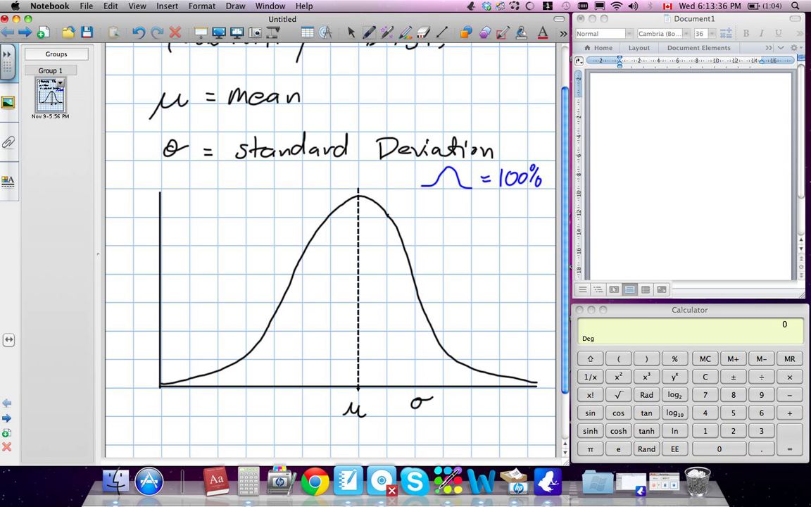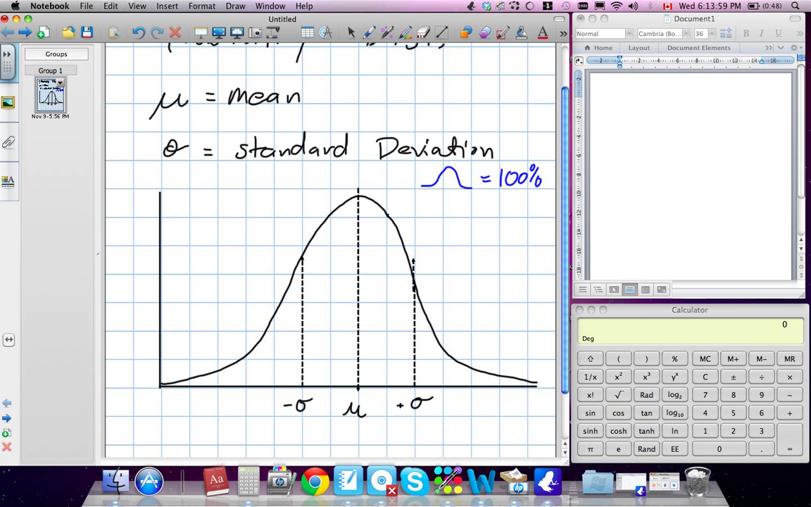Now, one standard deviation would be, this is the symbol that represents standard deviation. So let's say that one standard deviation is here, okay? So this is the symbol we use. So that's one standard deviation plus, so above the mean. And this would be one standard deviation below the mean, okay?